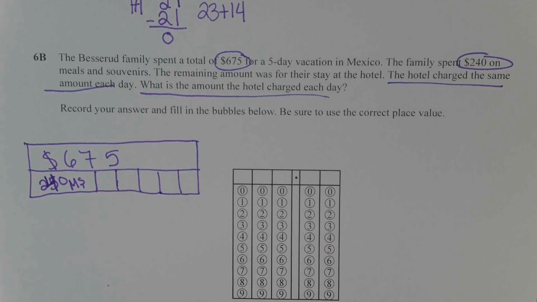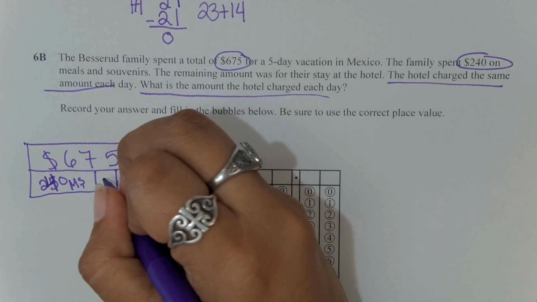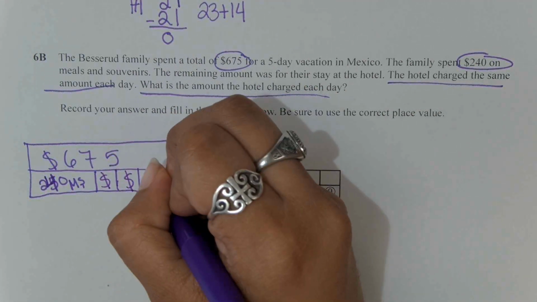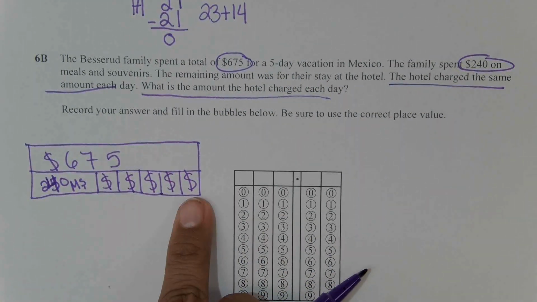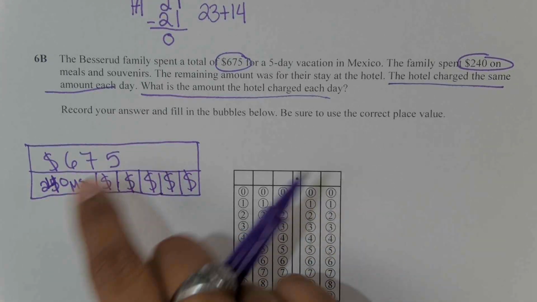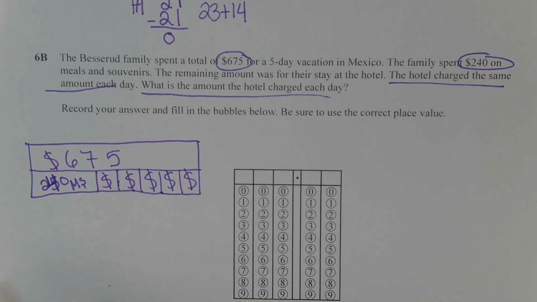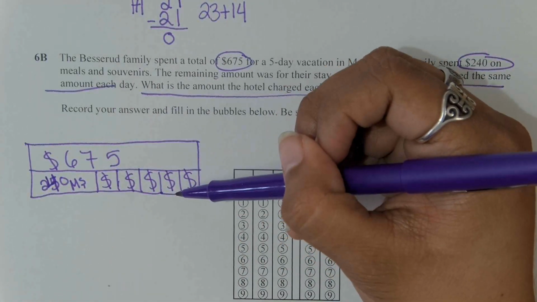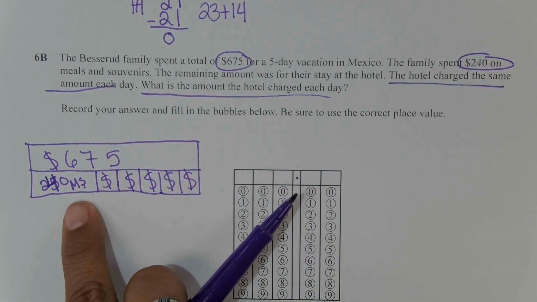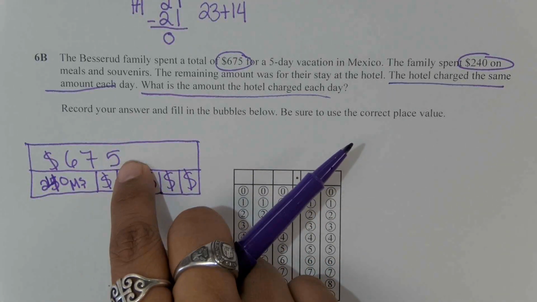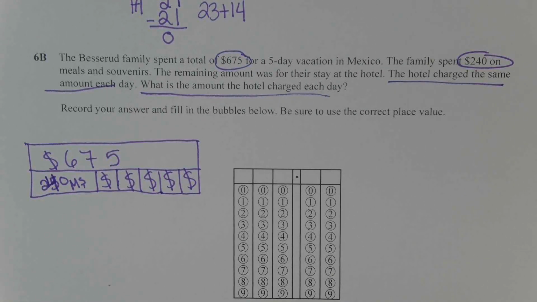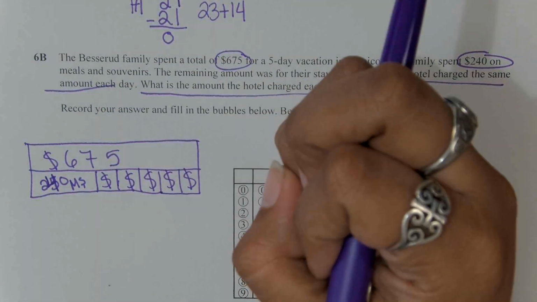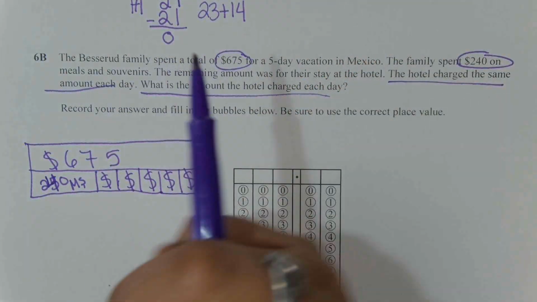Now, do I know how much money they spent each day? No, that's what I'm trying to figure out. So what can I do to figure out how much they spent each day? I know what you're thinking. We may have to divide, which is true. We are going to have to divide because I already know my total. But I'm not dividing 675 by this amount. I'm actually going to take away 240 because out of this $675, I spent $240 for souvenirs and meals. So I need to figure out how much I had left of that money to figure out how much I'm going to have each day.